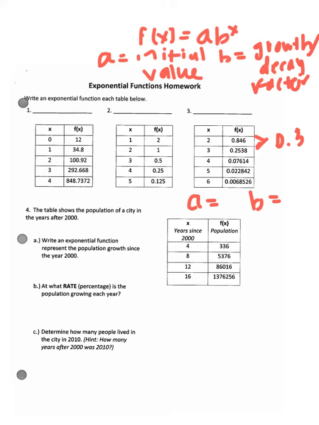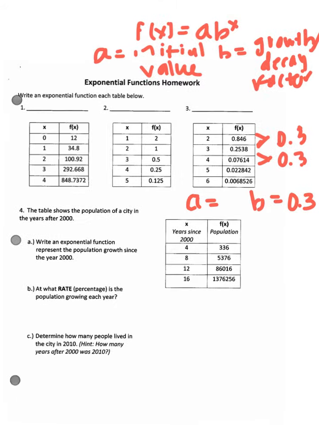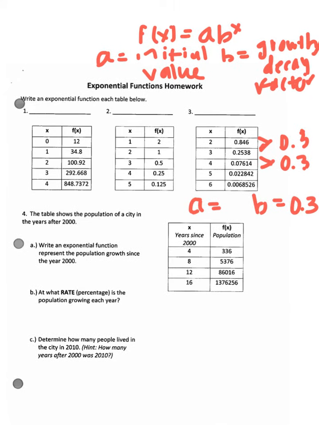And if I double check, 0.2538 times 0.3 is 0.07614. So my decay factor is 0.3. To know the initial value, I need to work backwards in my table. I need to know what matched up with 0. So I'm going to go backwards to 1 and to 0. I'm going to do that by dividing by 0.3.